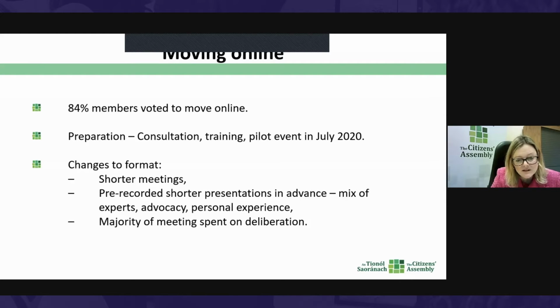And then to maximize the time for discussion, we pre-recorded all our presentations and panel discussions and personal experiences and sent them in advance of the meetings for the members to watch and to reflect on. The presentations were shorter. We tried to keep them under 15 minutes, some under 10. Any longer than that, you lose your audience.